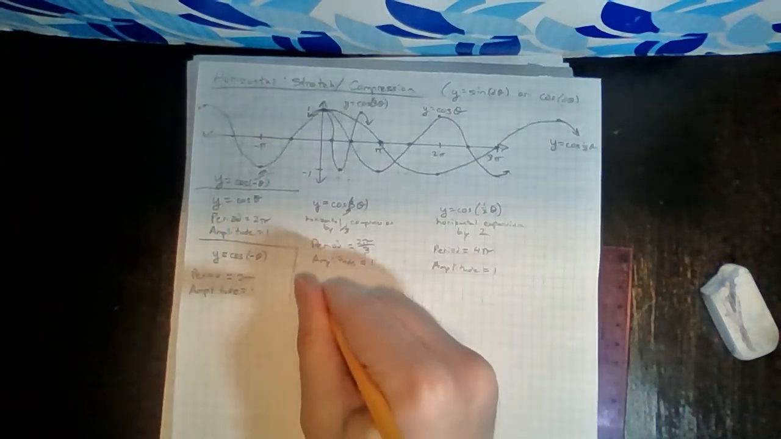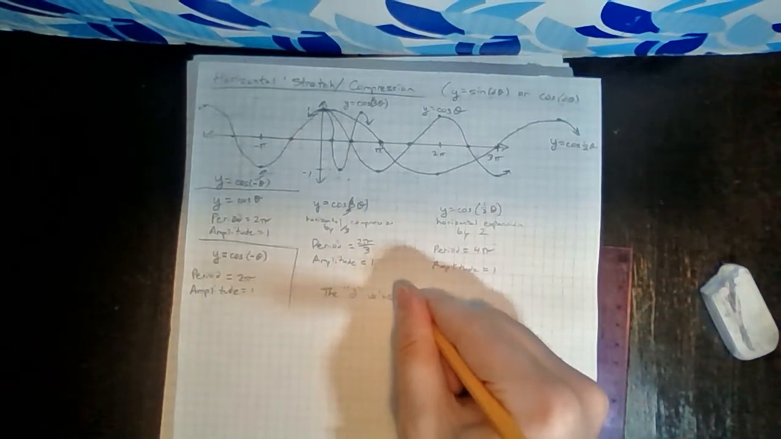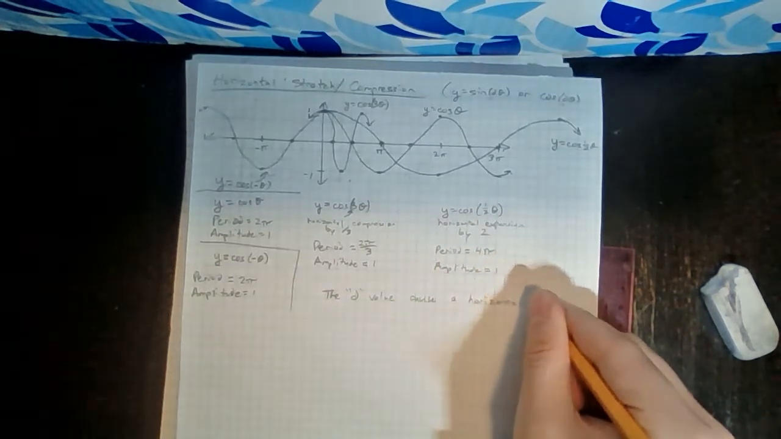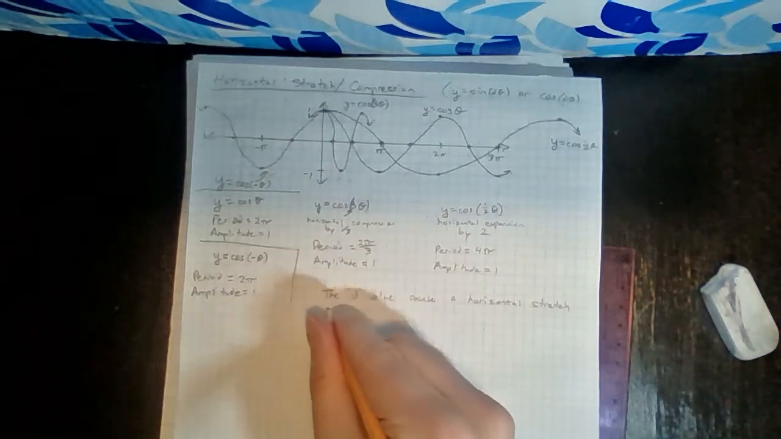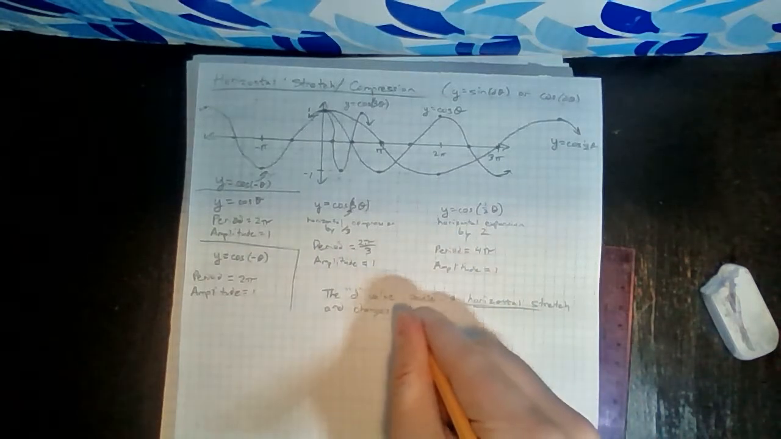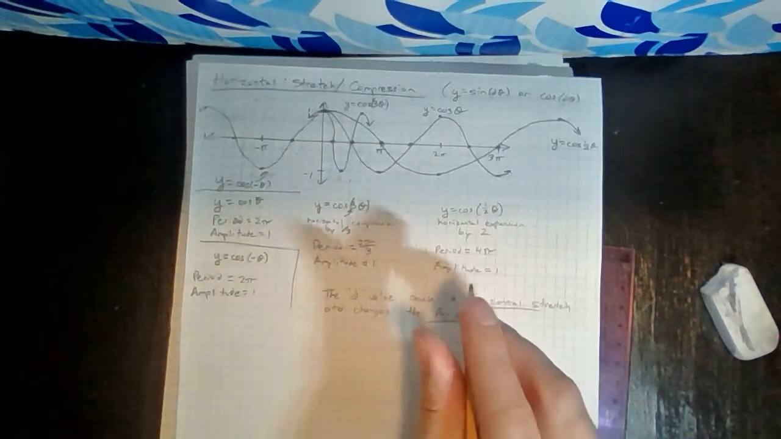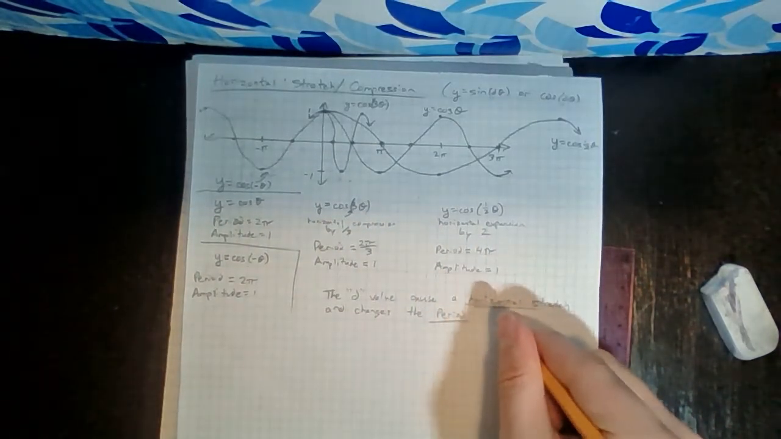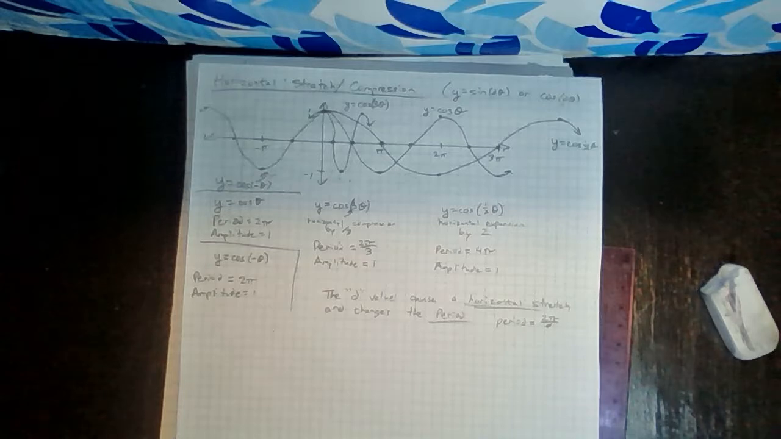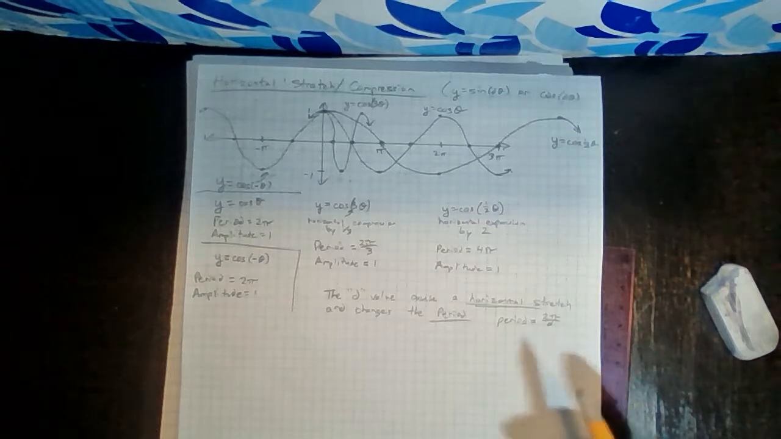The d value causes a horizontal stretch and changes the period this time, not the amplitude. Amplitude is vertical, so there's a vertical stretch that changed that. So our period is always going to be 2 pi over that d value. Whatever we have multiplied by our angle in here, that is what we're dividing 2 pi by.